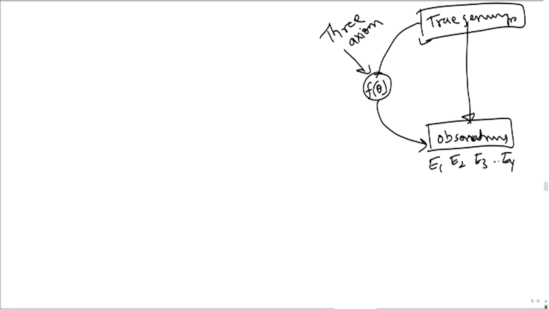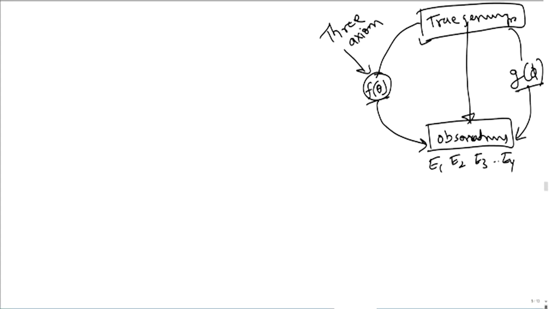Now, because this is just an assumption, someone else can make a different assumption as well. Let's say g of phi, okay, and claim that this data was actually generated by g of phi, not f of theta. Both these are probability assigner functions, and we are assuming in one case that f of theta is the true generative process, and let's say someone else is claiming that g of phi is the true generative process.